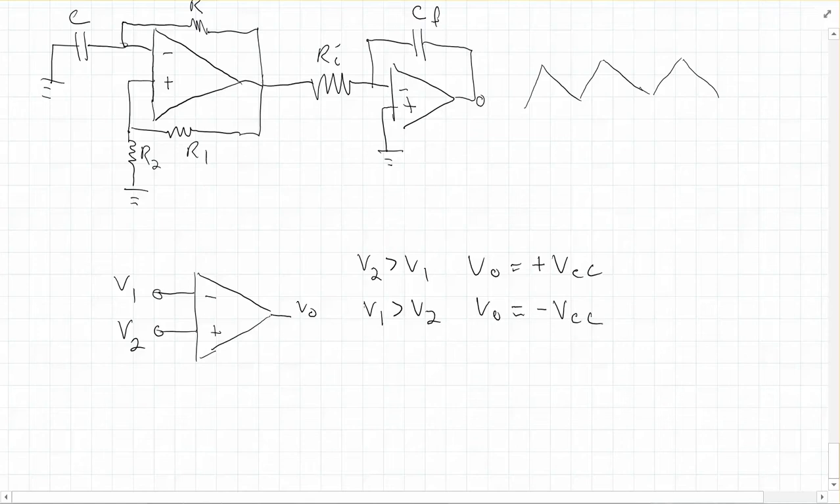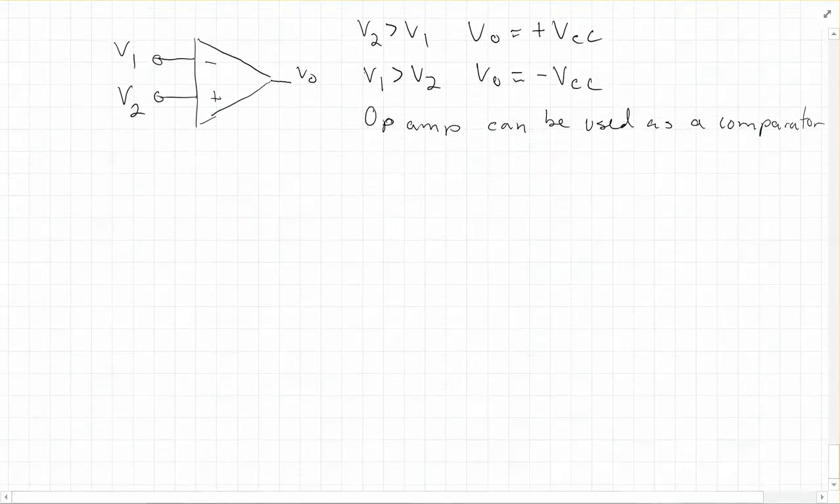So if we use an OpAmp in this kind of configuration, an OpAmp can be used as a comparator. How? I'm comparing V2 and V1. If V2 is bigger than V1, I get a positive voltage out. If V1 is bigger than V2, I get a negative voltage out. So I'm literally comparing voltages. That's actually all we're going to do to hook this up, with one additional factor.